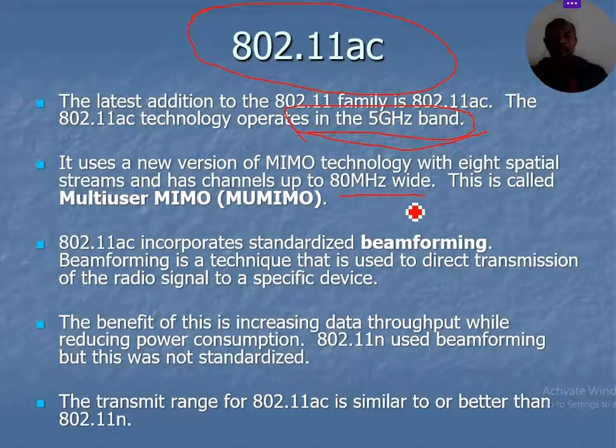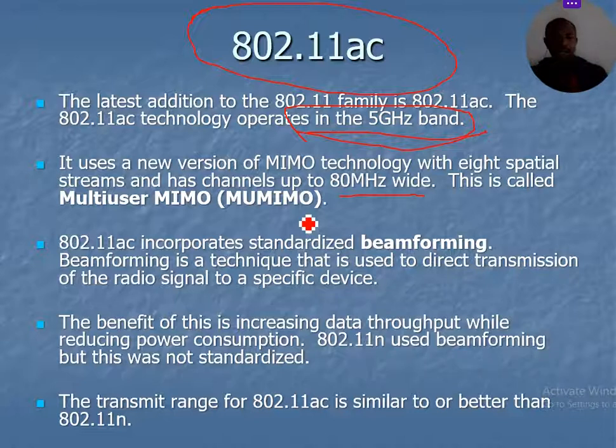Okay. So because it's separated into about 8 streams, which means we can transmit up to 1 gig. The speed can be increased up to 1 gig. This is called the multiple user MIMO. This multiple user MIMO uses what we call beamforming.